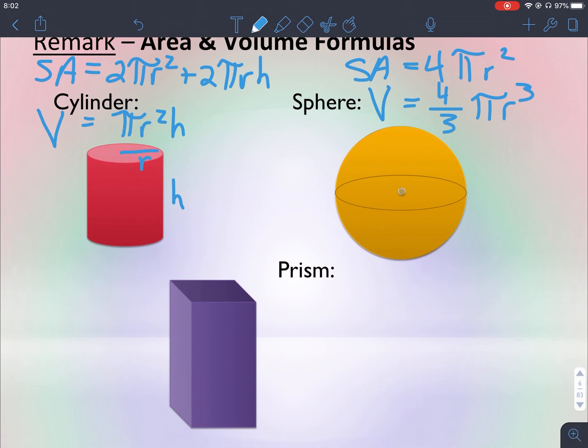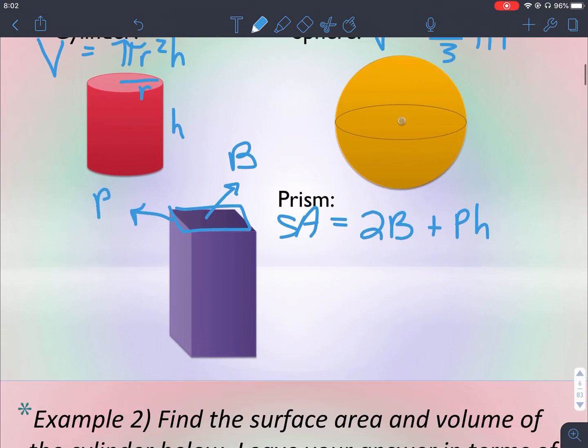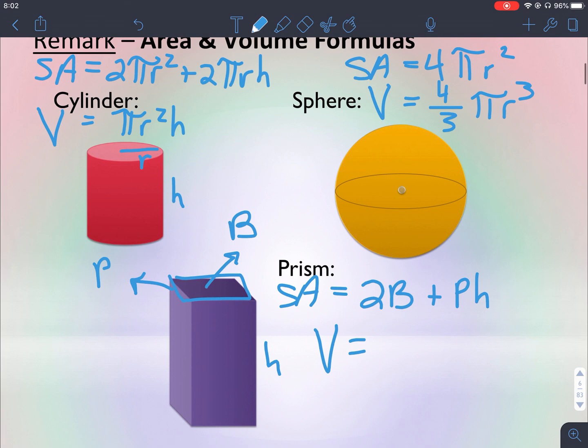A prism has a surface area of 2 times the area of the base plus the perimeter times the height. The perimeter is always of the base figure. In this particular picture, it looks like a square. And then the volume is going to be given by the area of the base times the height, which is similar to length times width times height.